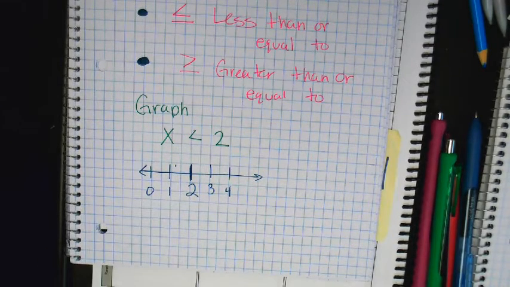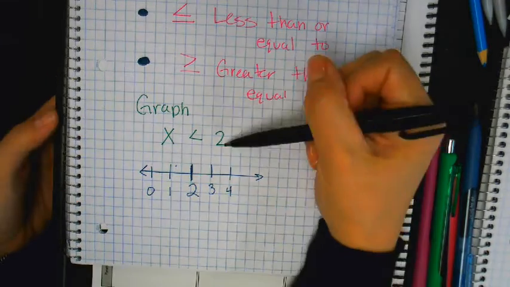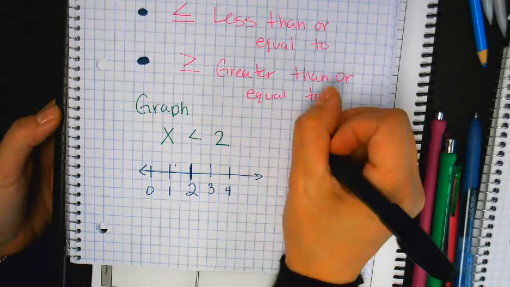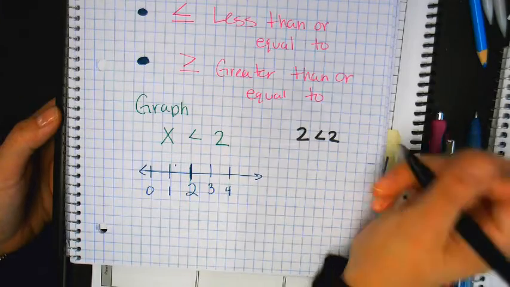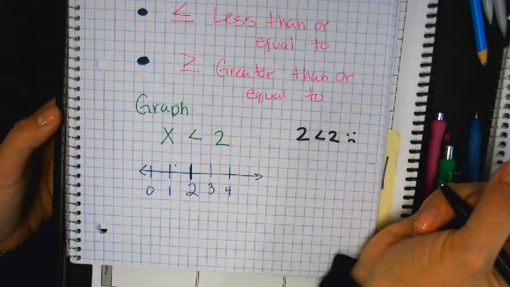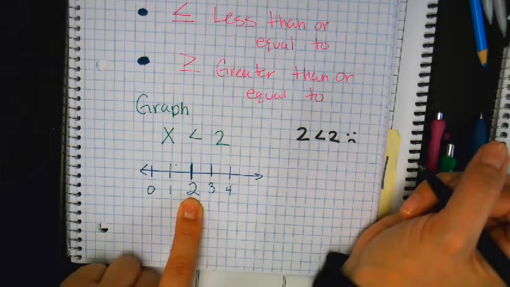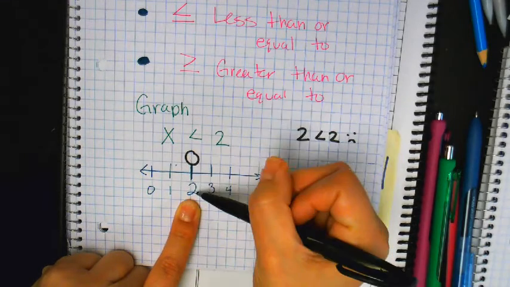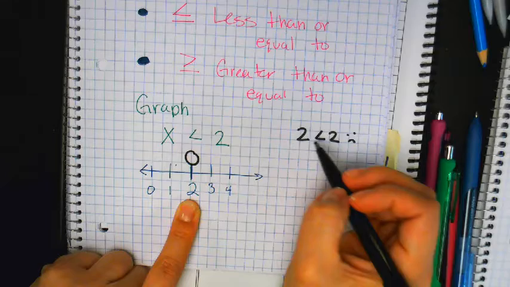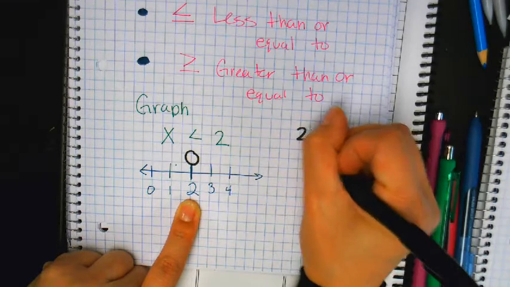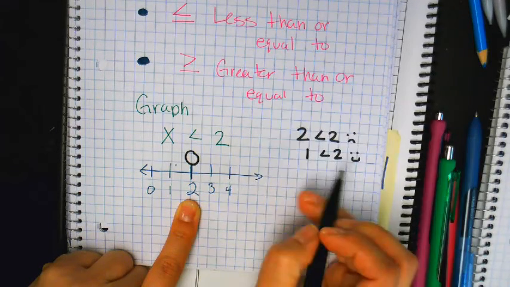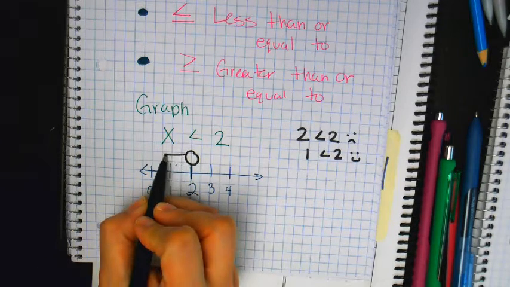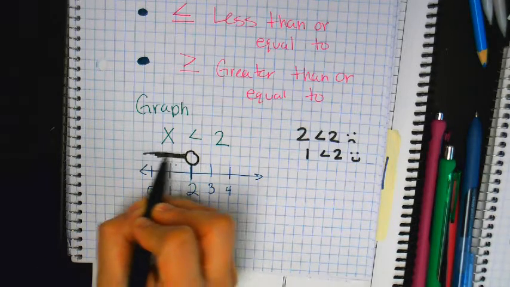What we do is we shade. Now, can I write 2 in this problem? Can I do 2 is less than 2? No. 2 is not less than 2, right? So is 2 part of my answer? No. So what we do is we use an open circle on the number 2. It's open because 2 is not less than 2. 1 is less than 2, right? So that means we're going to shade in this direction.